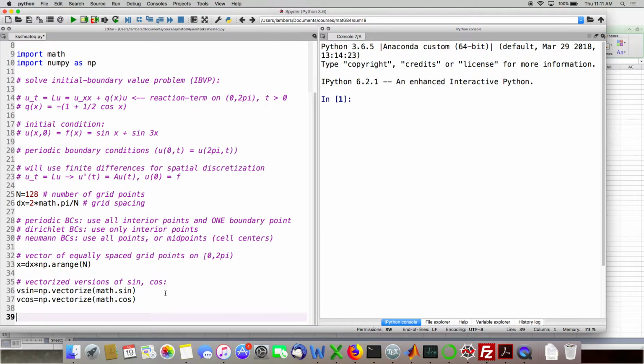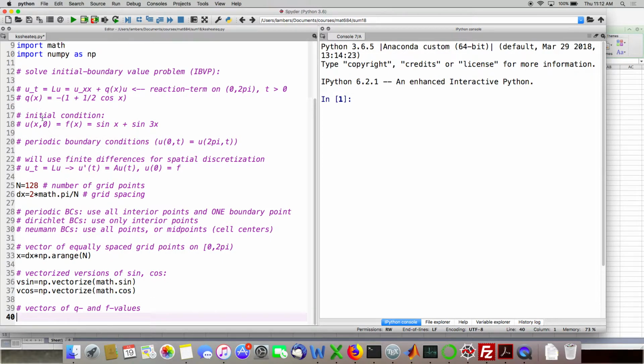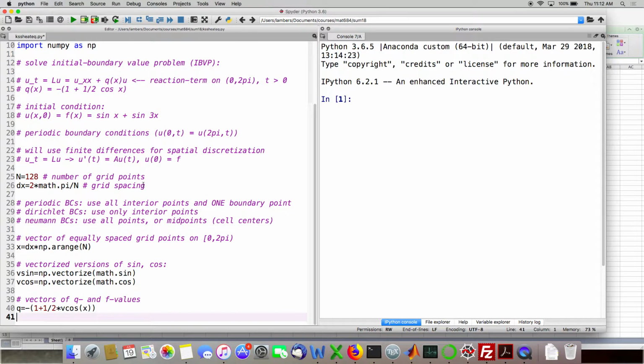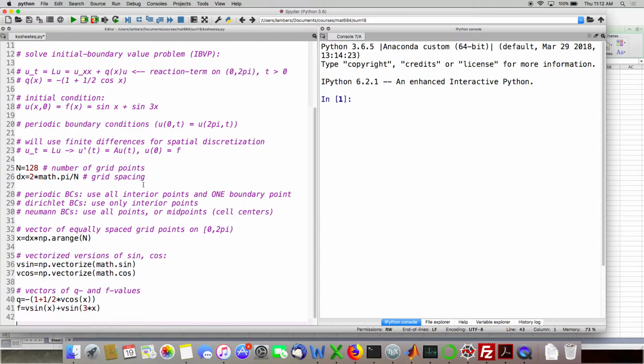Okay. So now I can evaluate my functions q of x and f of x on the grid. So q is minus 1 plus 1/2 times v-cos of x. Got to use the vectorized version or it'll be an error. And then same thing for f. So that would be v-sin of x plus v-sin of 3 times x. Okay, so now I have all of those.